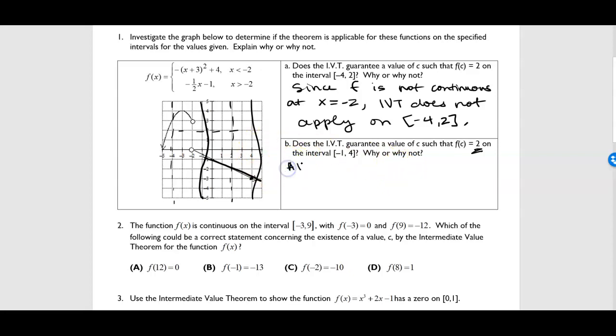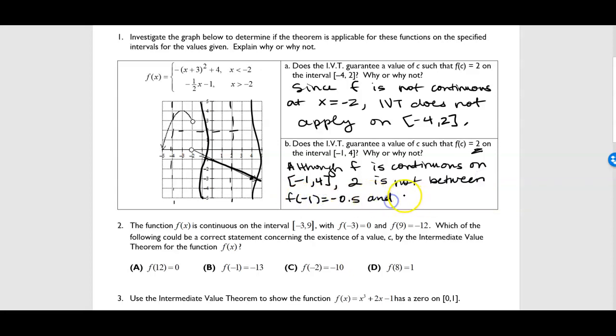So we can say, although f is continuous on -1 to 4, 2 is not between f of -1, which is -0.5, and f of 4, which is -3. So IVT does not apply. And again, I can see on my graph, I don't actually reach a y value of 2 between -1 and 4.